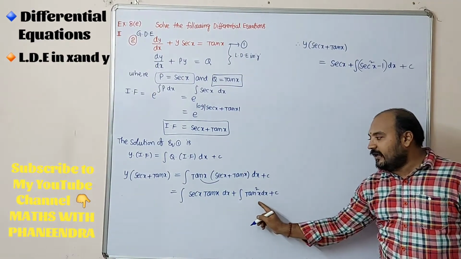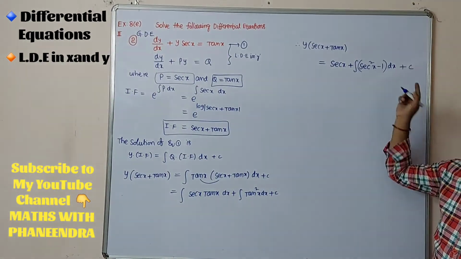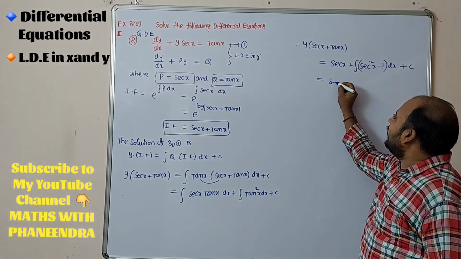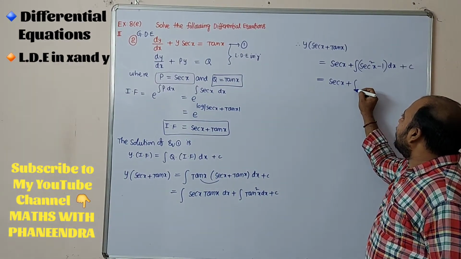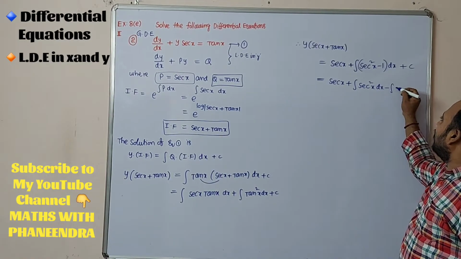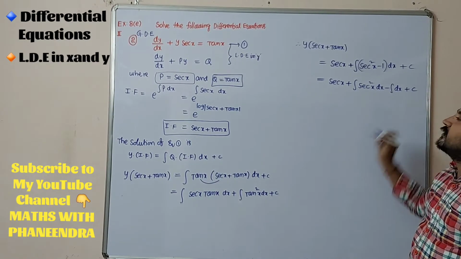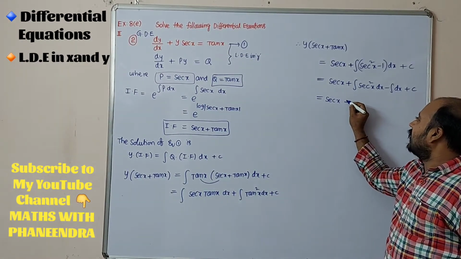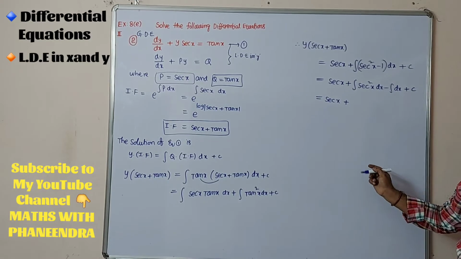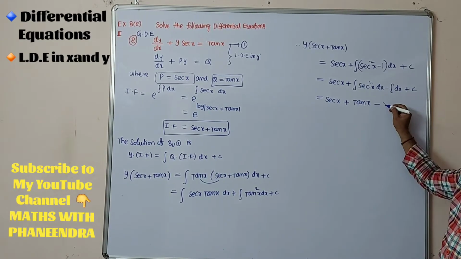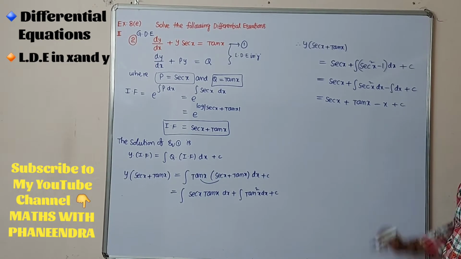Tan square a is equal to secant square a minus 1, which is equal to secant x plus integral secant square x dx minus integral 1 into dx plus c, which is equal to secant x plus tan x minus integral dx is x plus c.